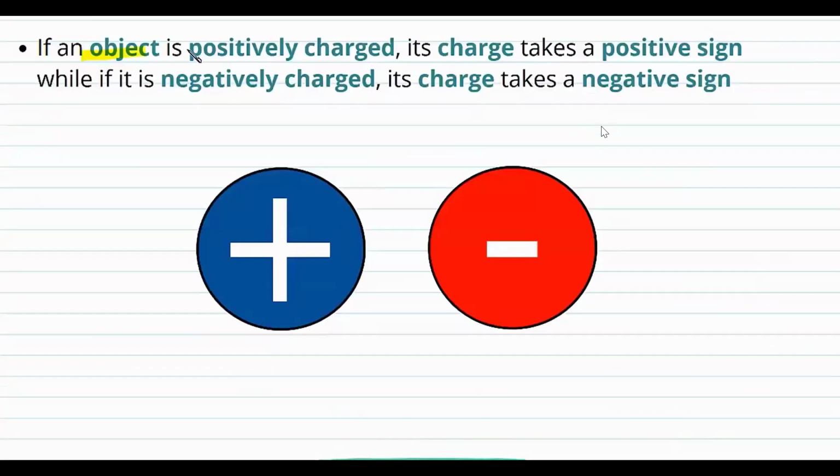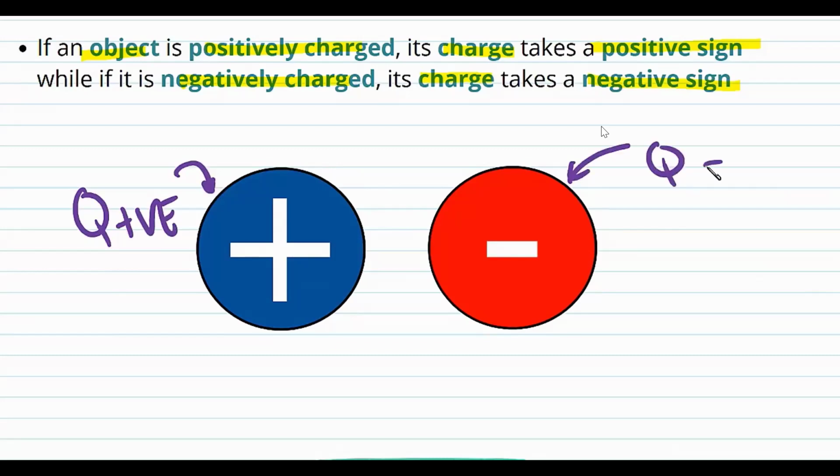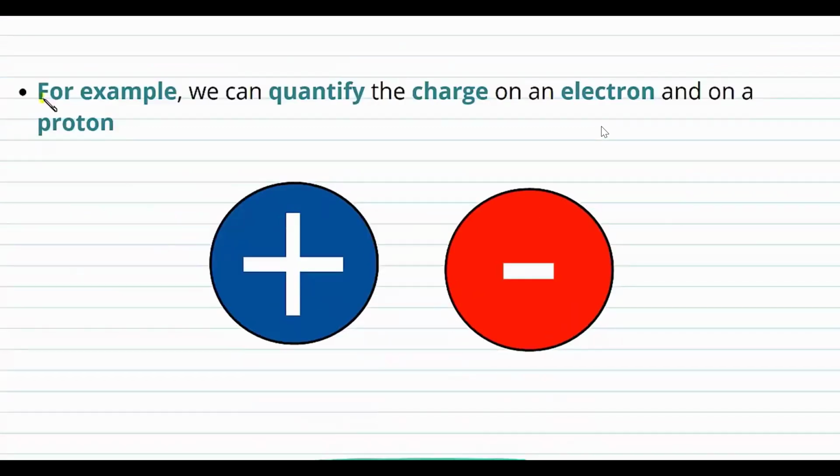If an object is positively charged, its charge takes a positive sign, while if it is negatively charged, its charge takes a negative sign. So the Q for this object would be positive, whereas the Q for this object would be negative. For example, we can quantify the charge on an electron and on a proton.